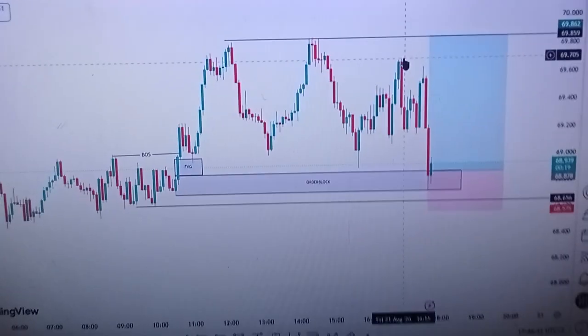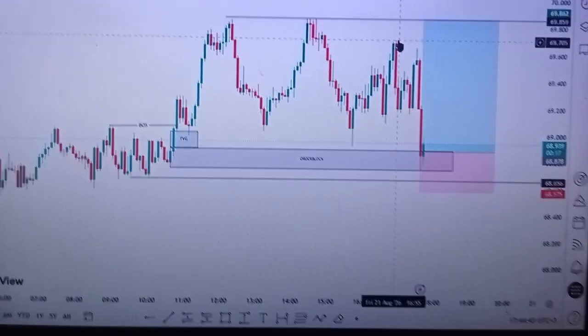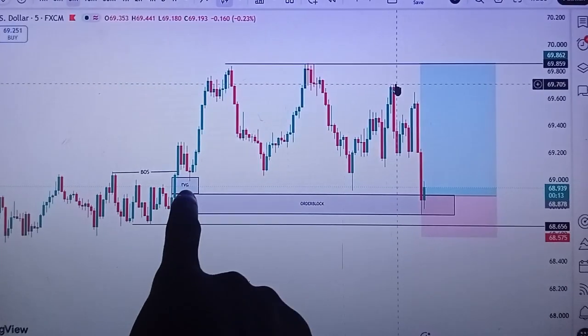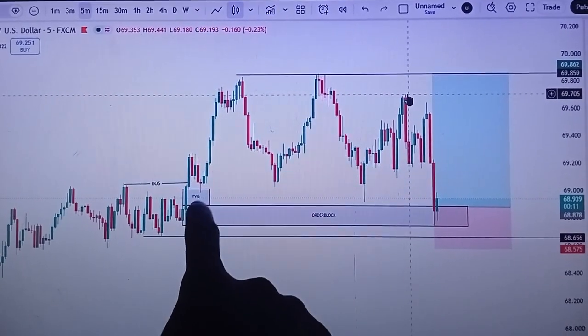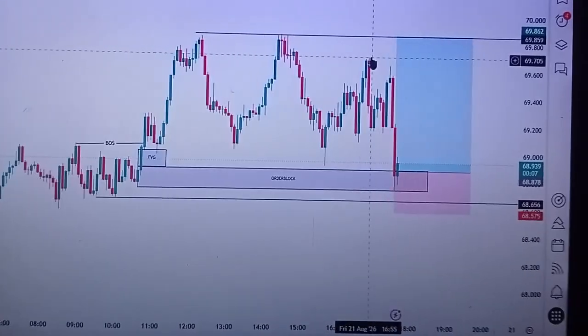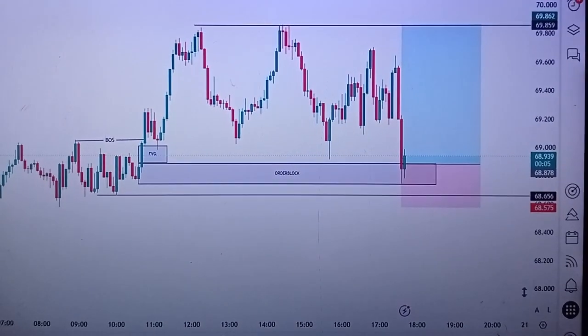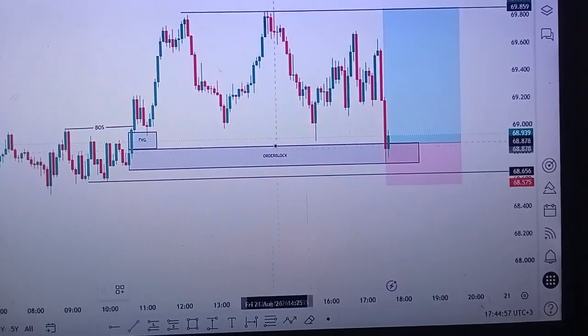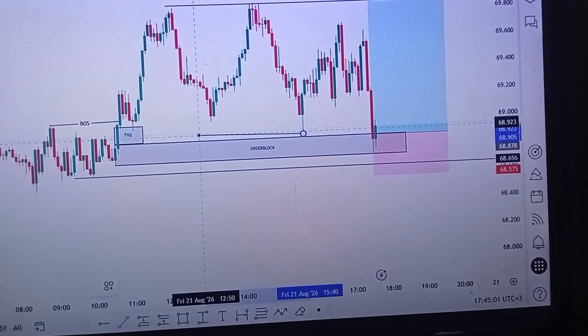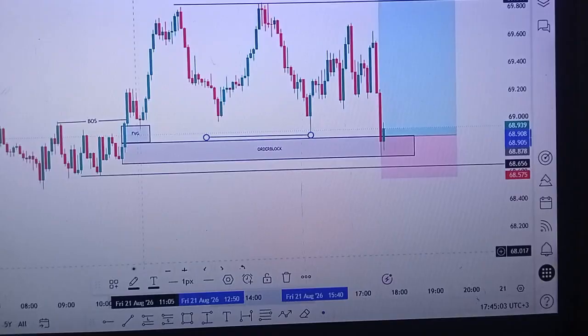So here's the trade I caught on silver. I saw this break of structure, and then we have the order block, then we have the FVG next to it, and then one thing that I didn't put is the liquidity. So let me just point it out. This right here, this is liquidity, like this.